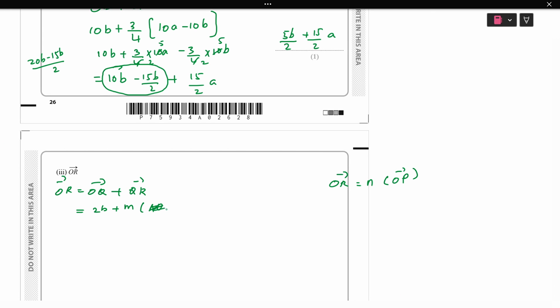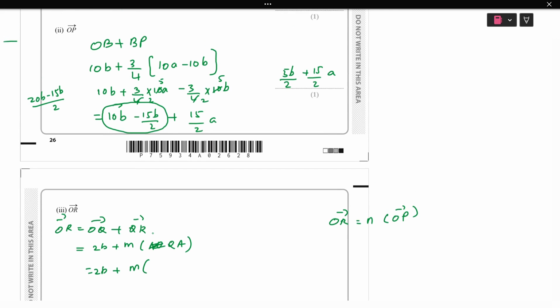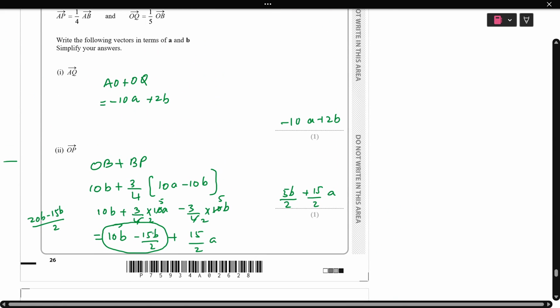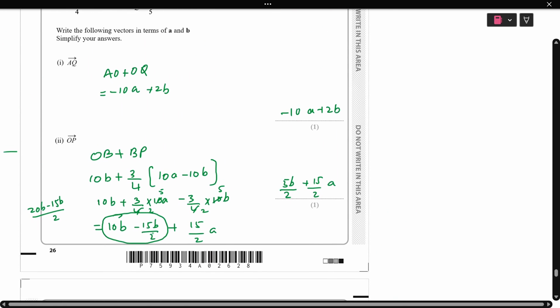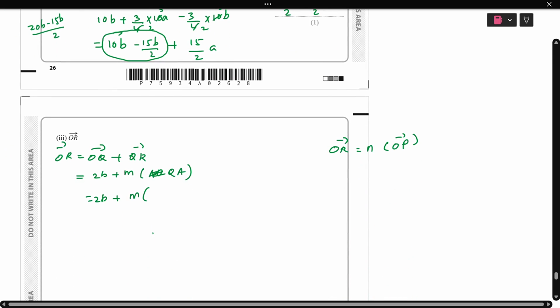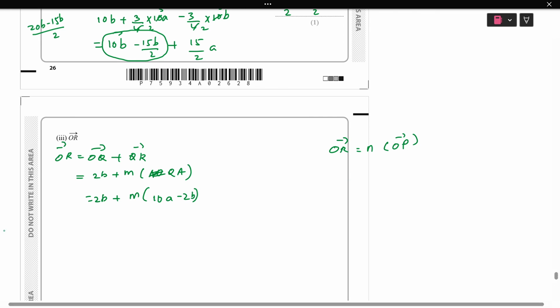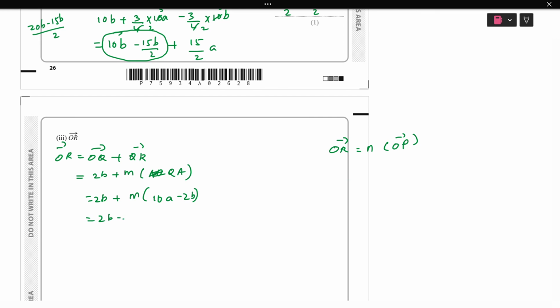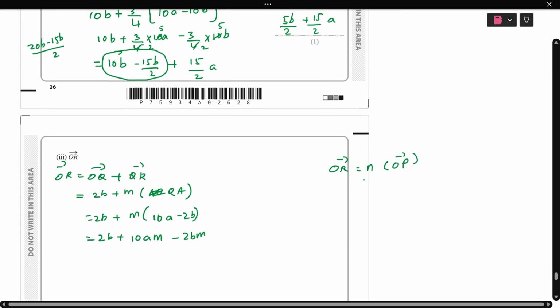Some vector of QA, which is 2b plus m into, already we know AQ, now QA is going to be negative, so 10a minus 2b. Here I'll expand: 2b plus 10am minus 2bm. Okay, so I'll go for another one, OP.